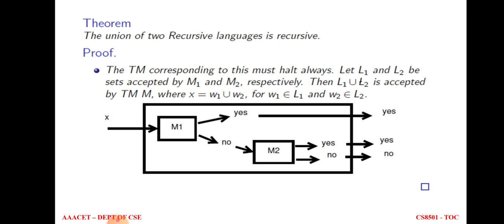If the input string does not belong to the language, then the second Turing machine M2 halts its operation with no. We know the concept of union. If any one of the inputs is true, then the output is also true. Consider there are two inputs and one output; if any one of the inputs is yes, then the output is also yes. That is the concept here also. This is the first theorem of recursive language.